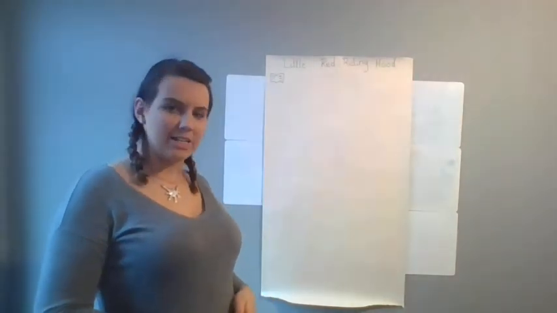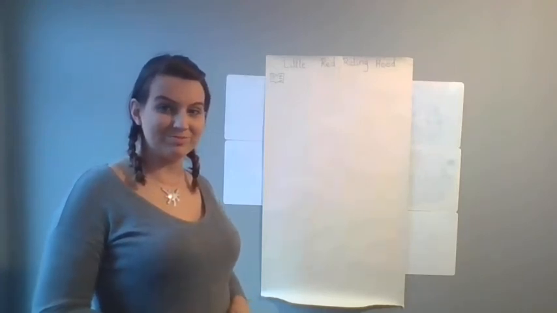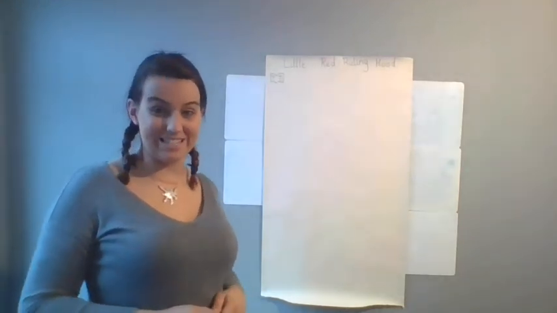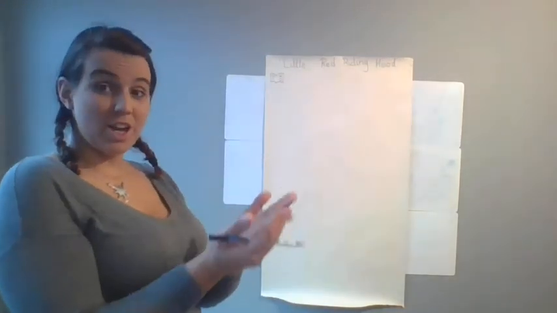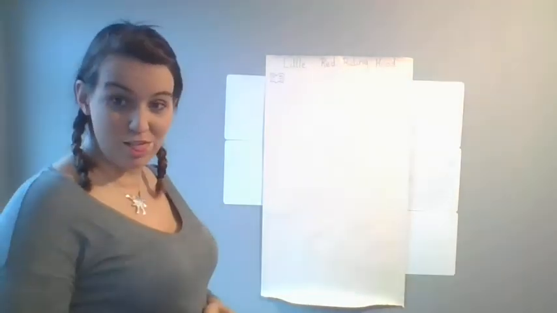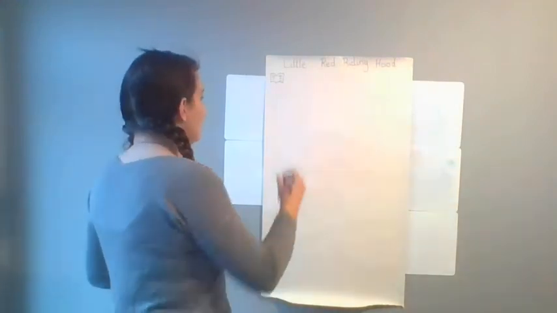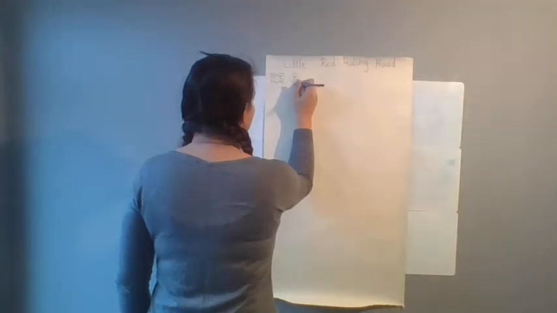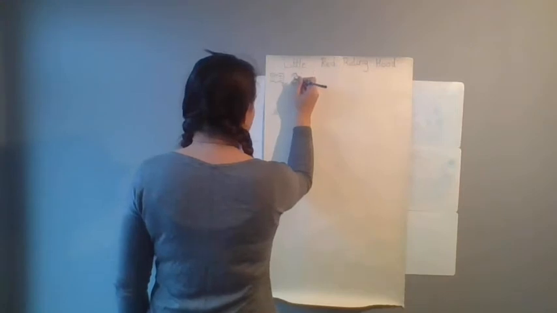Who's the main character in our story? Little Red Riding Hood. Well done. The story is named after her, isn't it? So the main character is Little Red Riding Hood. So once upon a time, there was a little girl called Little Red Riding Hood. Well done. So I'm going to draw a picture of a girl with a little smiley face, and she's going to be wearing a cloak.